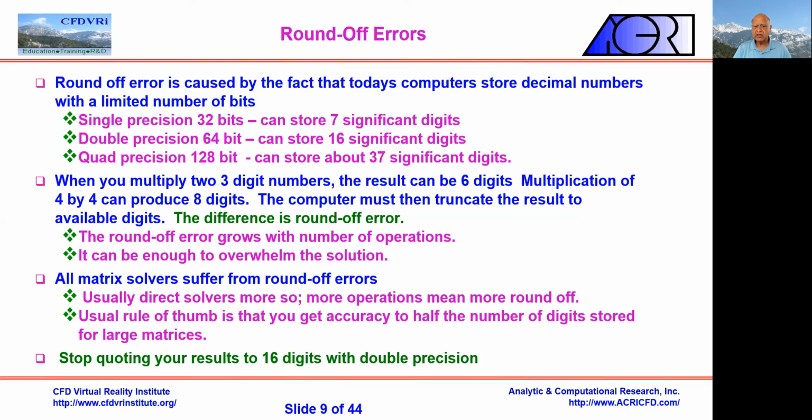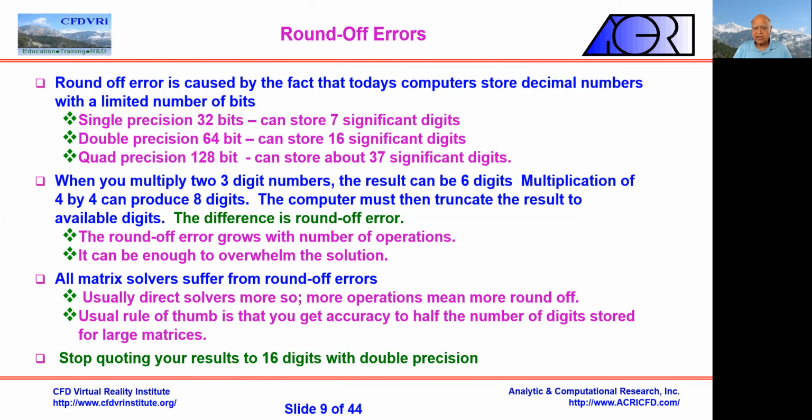The difference between the actual product or the actual addition and the one that is stored is the round-off error. So round-off error generally grows with the number of operations, and it can be enough to overwhelm the solutions. For example, it's been known for certain solutions that a laminar flow would begin to produce turbulence because of these random errors that occur due to round-off in the flow. Okay. All matrix solvers suffer from round-off errors. Even non-matrix solvers, any operation you do has a round-off error if your number is not an exact number in 16 digits.